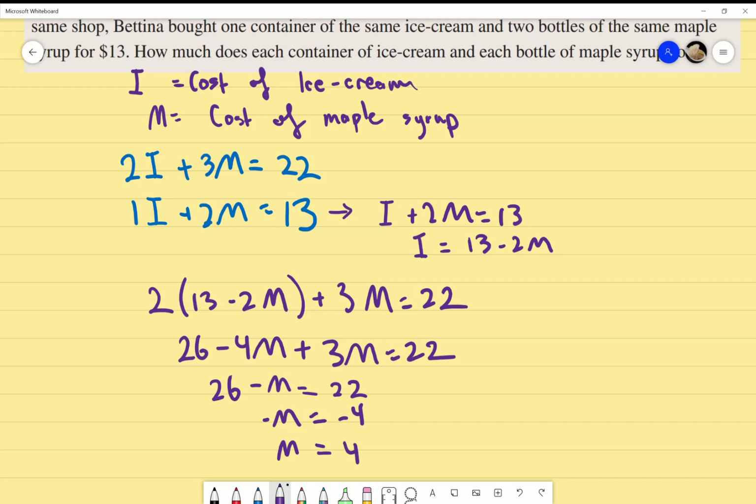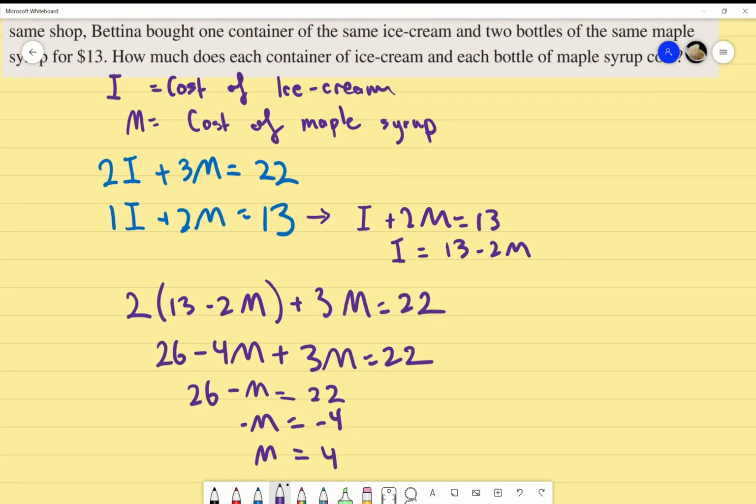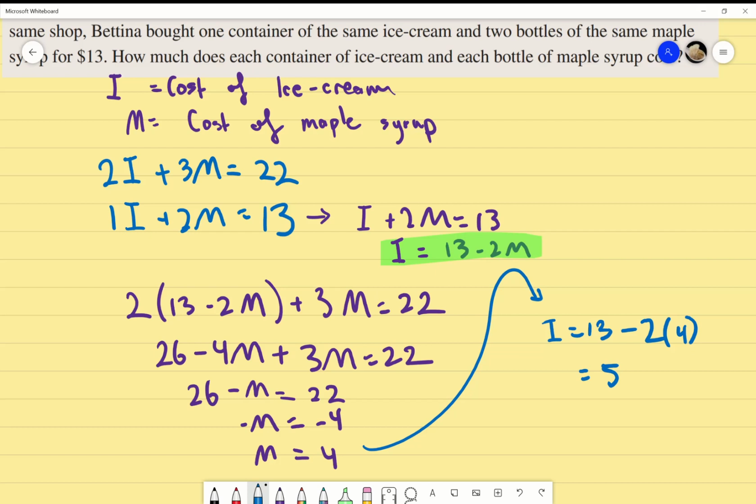Maple syrup costs $4. Ice cream, thank you very much. Which equation might we use for ice cream? We could use this one, but I actually have a different idea. Why don't we just use this one here? I mean, it's already got I equals blah blah blah because of earlier. So let's use that one. Because remember, they're all the same. It's a simultaneous equation. So theoretically, if we've done it correctly, we should be able to substitute whatever value it is into either equation as long as it's the same as the original ones. So I'm going to substitute that there and write I equals 13 minus 2 times 4, which gives us 5. So am I done?